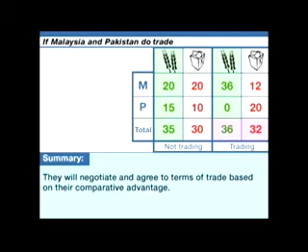By specializing, they have created more wheat and rice together than they could have created separately. And this is the basis of their gains from trade. Notice, each country produced more of the good in which they had comparative advantage, more of the product for which its opportunity cost was relatively low.